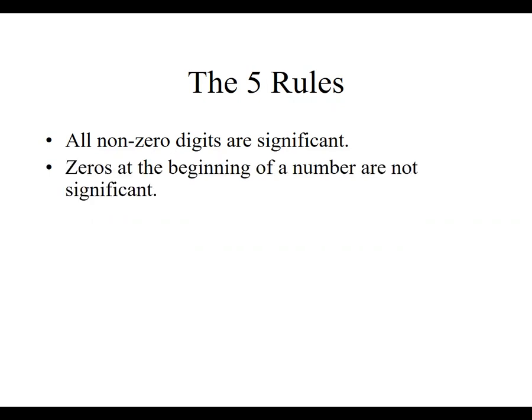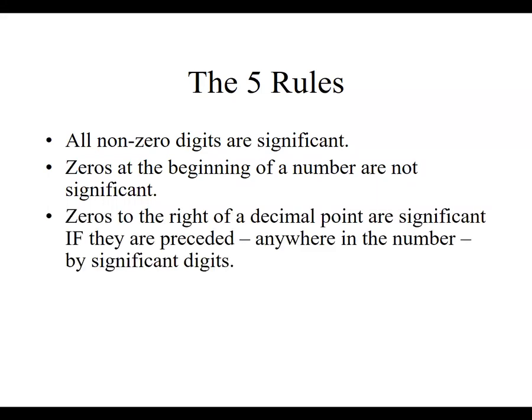The first rule I'll give you is that zeros at the beginning of a number are not significant. So if you start at the left-hand end of the number, proceeding from left to right, no zero can be significant until you have encountered your first non-zero digit. One or more consecutive zeros at the beginning of a number are not significant. They're just placeholders to locate the position of the decimal point. The significance begins with the first non-zero digit.